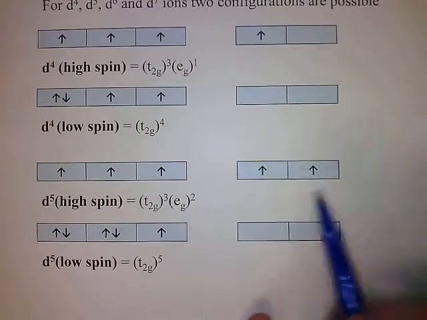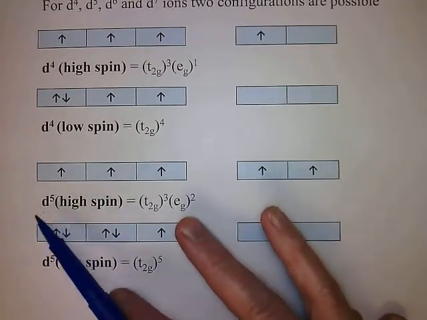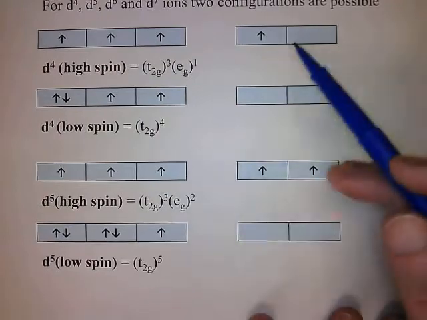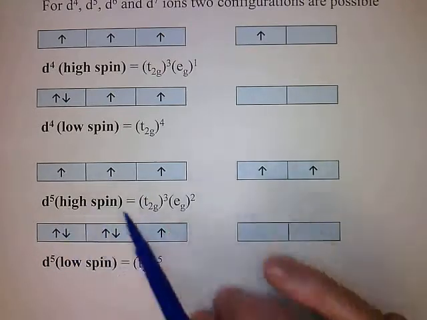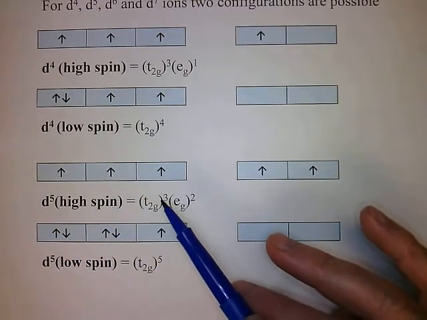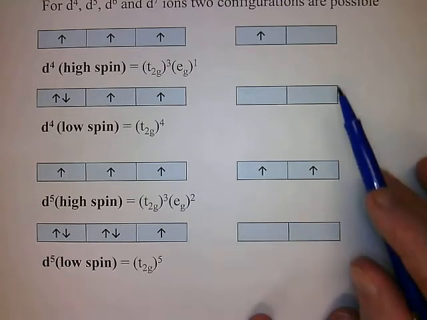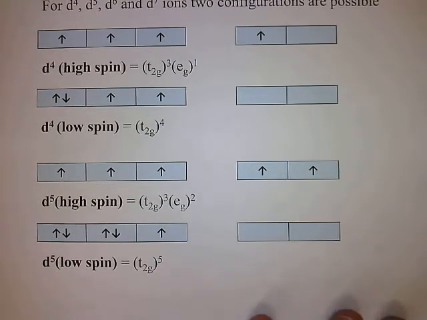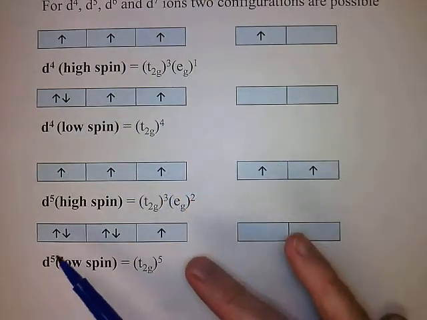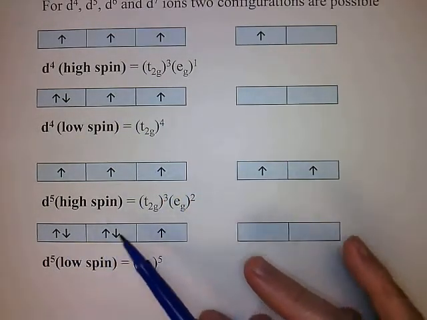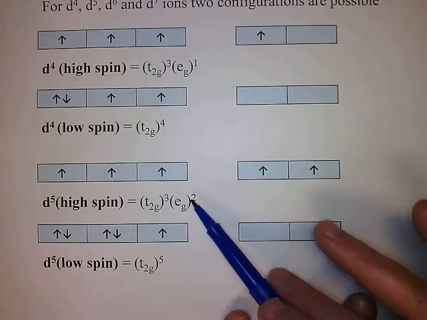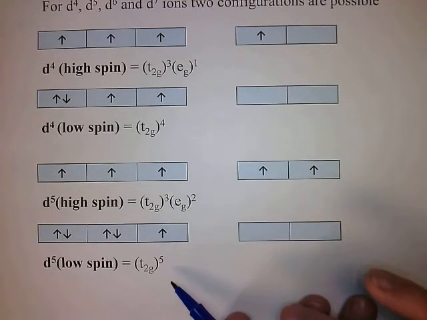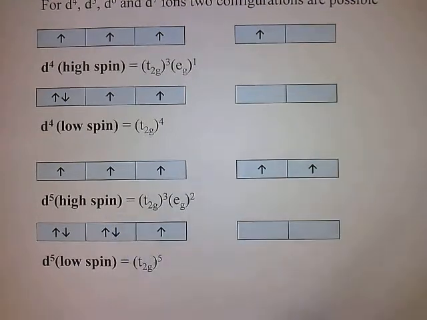So when we go to D5, now we have 5 electrons. We're just going to add one more electron, so our D5 high spin will be t2g3, eg2. We just added one more eg electron. Now the low spin will go 1, 2, 3, 4, and 5, and that gives us the configuration t2g5. So we can either go t2g3, eg2, or t2g5: high spin, low spin.